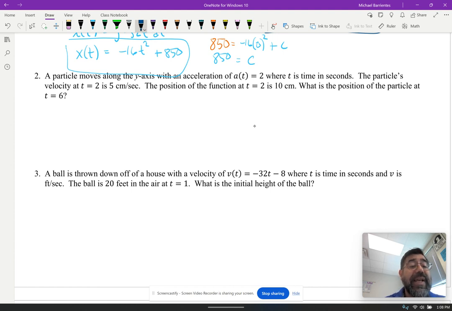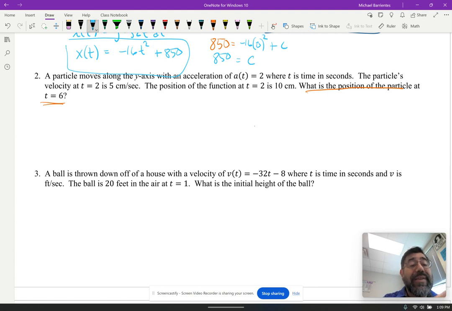The velocity at time 2 is 5 centimeters per second. The position of the function at time 2 is 10 centimeters. What is the position of the particle at time 6? All right. There's a lot. So let's think about what we want. We want the position, but not the position function, the position at a specific moment in time.